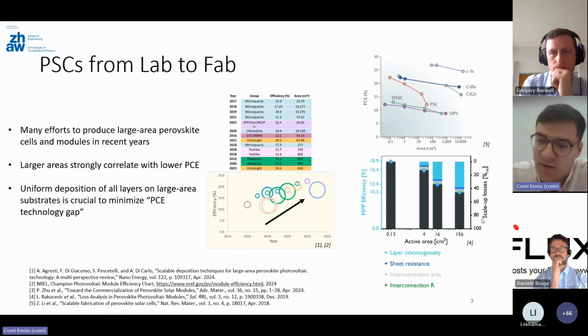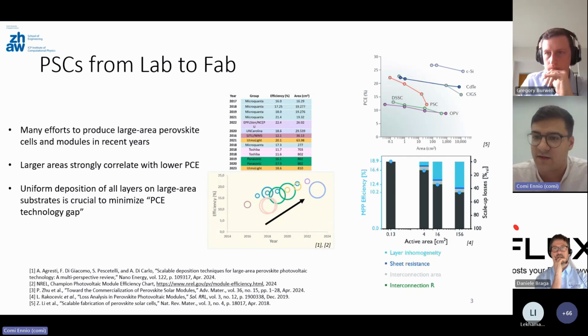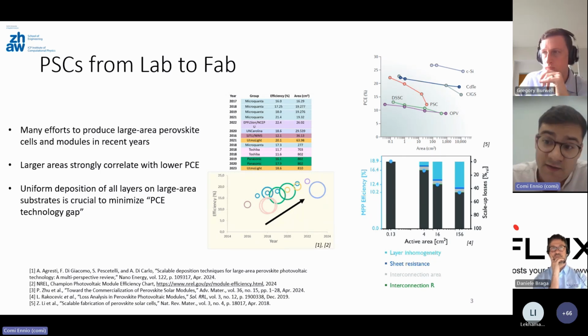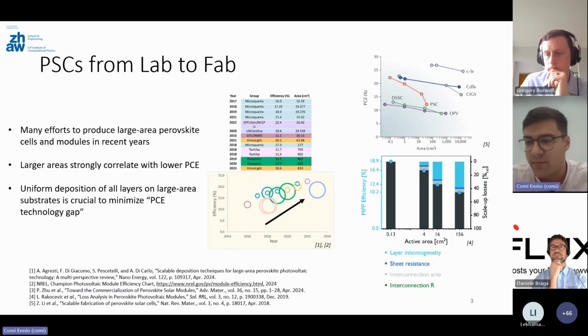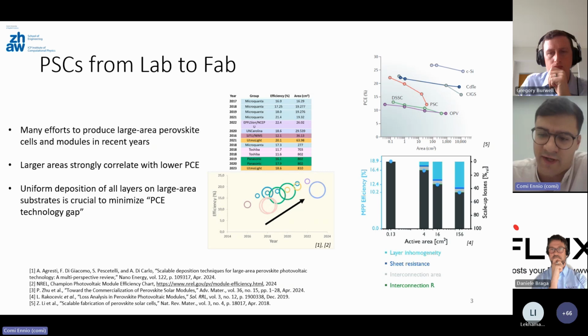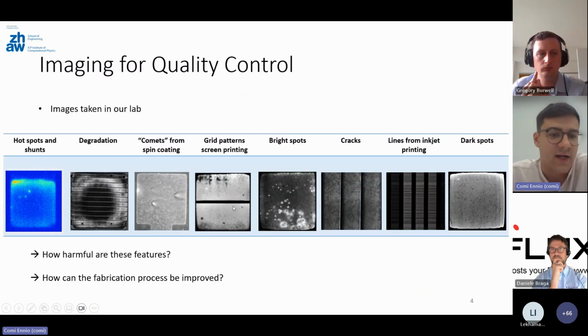And one reason for that, of course, is the resistances that are increasing with larger areas. Also, dead areas increase with interconnections from modules. But a huge factor in this efficiency drop is our inhomogeneous layers. And one way to analyze the homogeneity of thin film layers is imaging techniques. And lately, we're working a lot with imaging techniques in our lab.